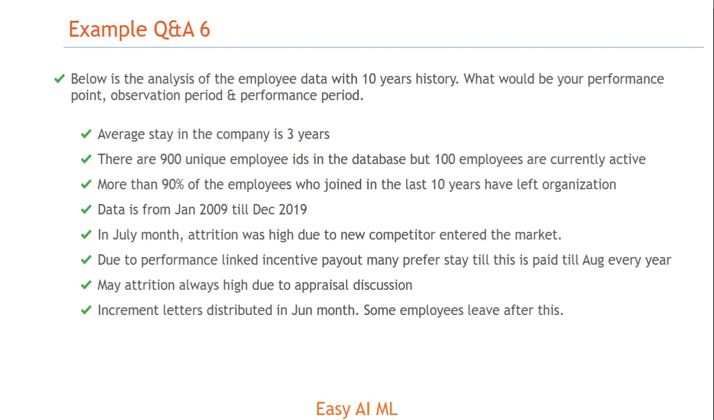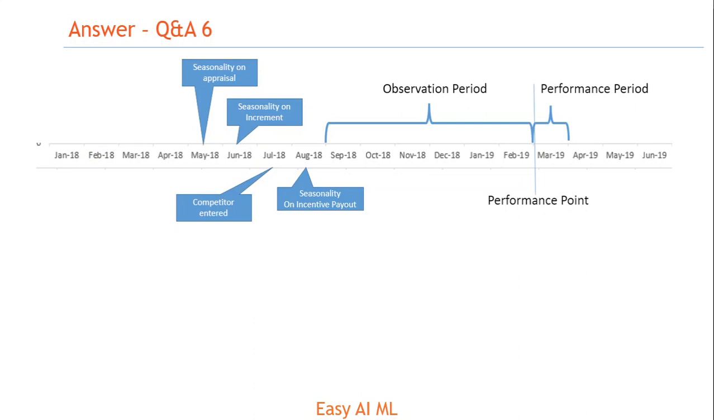Using this situation, we need to create a timeline. We need to jot down each and every event and then decide how we are going to set up the performance period and observation period, or say performance point. So moving next, this is the answer. Here you can see the timeline.